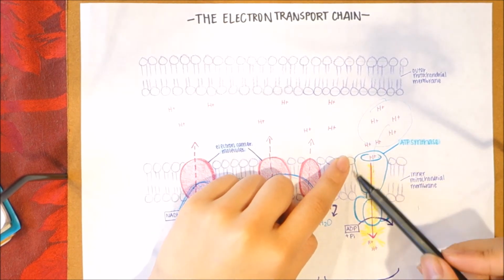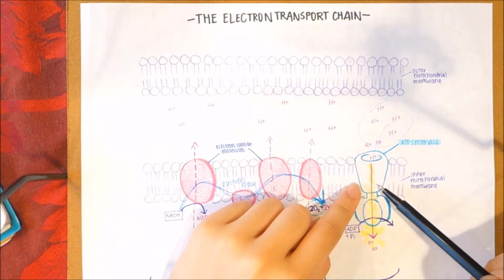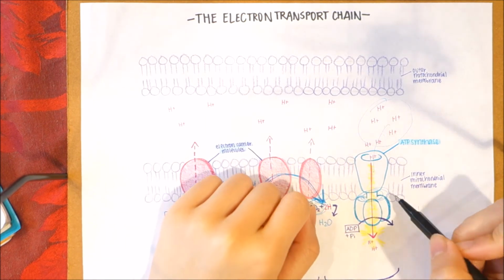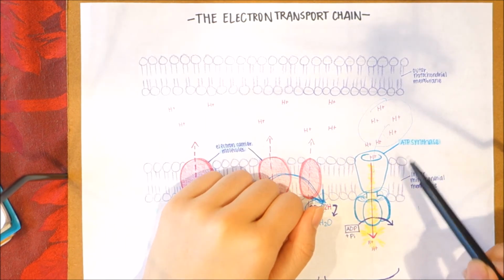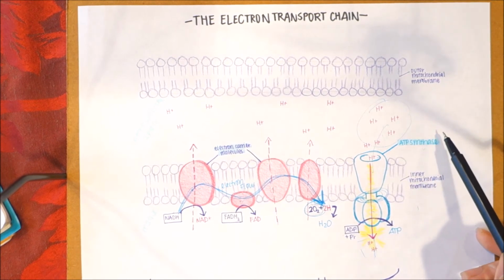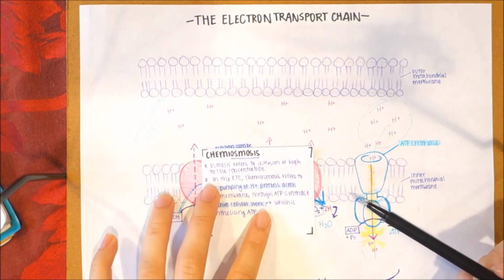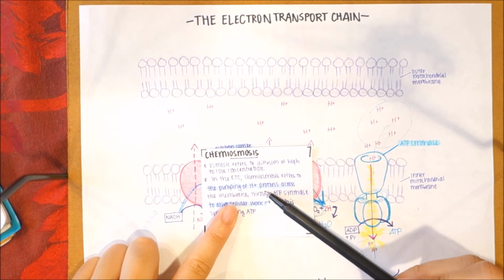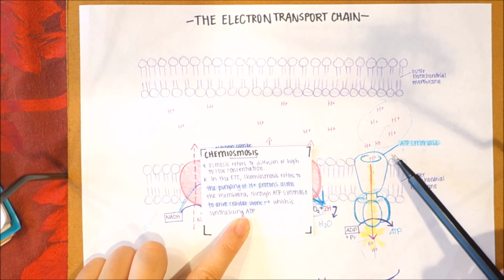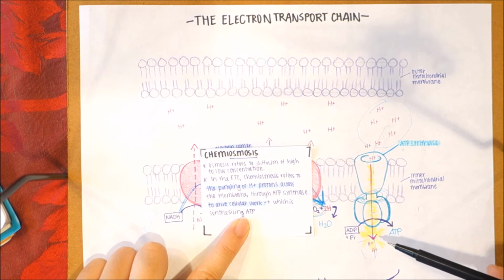Think of this ATP synthase as a generator. The H's pump through the ATP synthase, spinning and making energy. ATP is synthesized here. The process of ATP synthesis can also be referred to as chemiosmosis. Chemiosmosis refers to the movement of the H protons across the membrane through ATP synthase to drive cellular work. And the cellular work here is creating ATP.